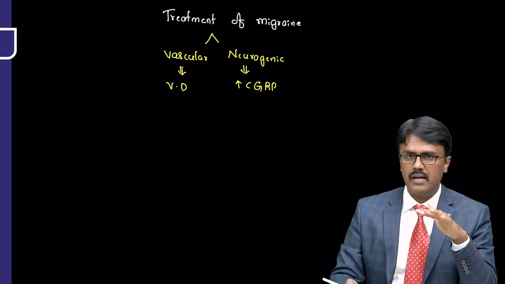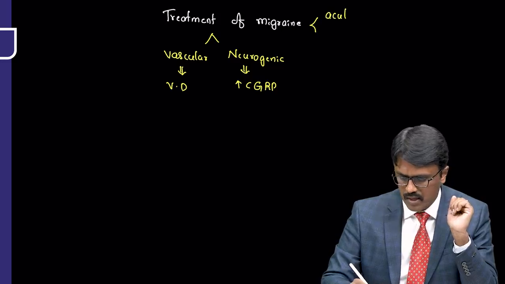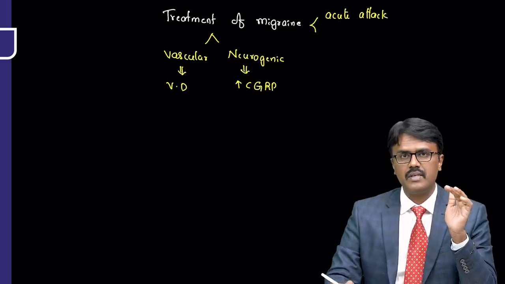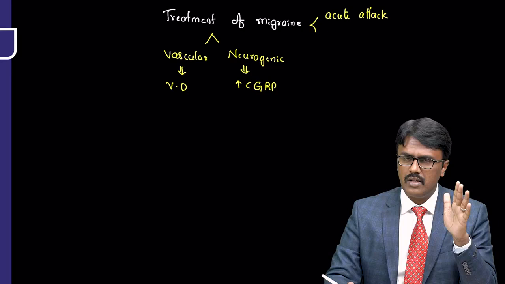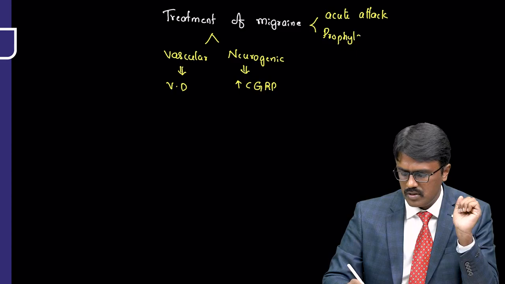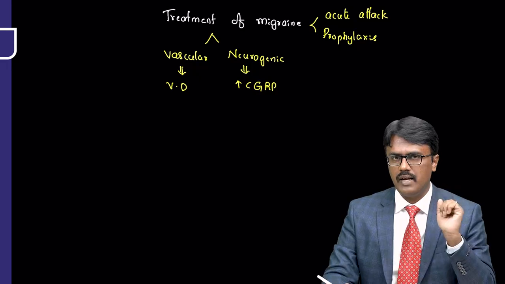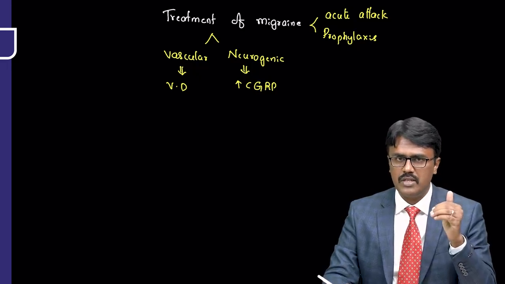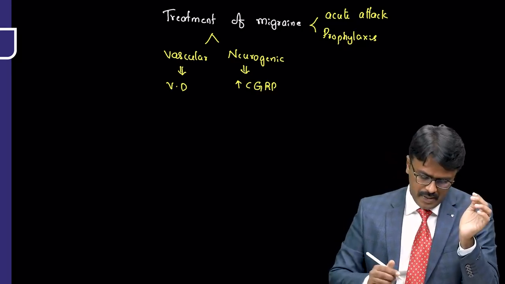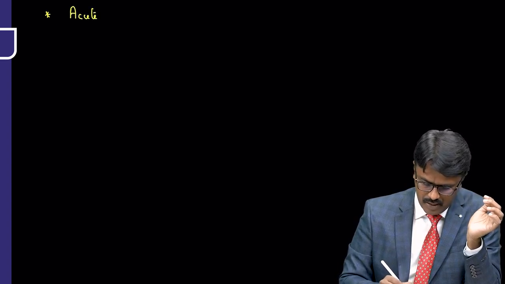But whenever you treat migraine, keep two things in mind. Suppose a patient has an acute attack, then what are the drugs you use? So patient comes with sudden onset of headache, then what are the drugs we use? And what are the drugs we use for prophylaxis? These are the two things you have to keep in mind when you think of pharmacotherapy of migraine. So let me first tell you, what are the drugs for acute attack of migraine?